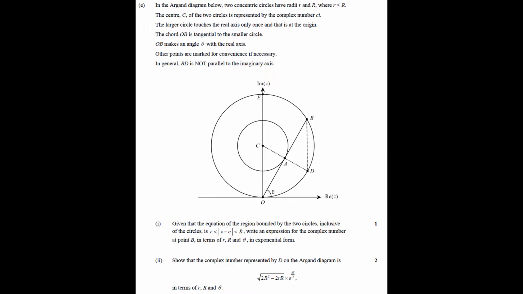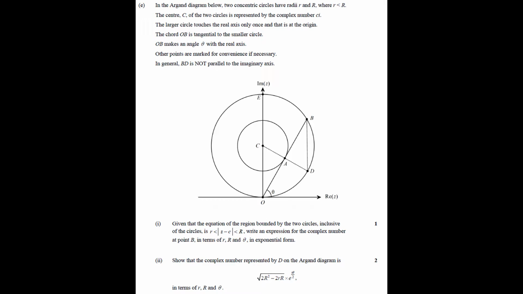Other points are marked for convenience if necessary, and in general, the line BD is not parallel to the imaginary axis. So we can see in the diagram here it kind of looks parallel, but we're being told that isn't necessarily always going to be the case. I suppose it will depend where B is. So this question has two parts. I'll work through part one in this video and then do a follow-up video for part two.